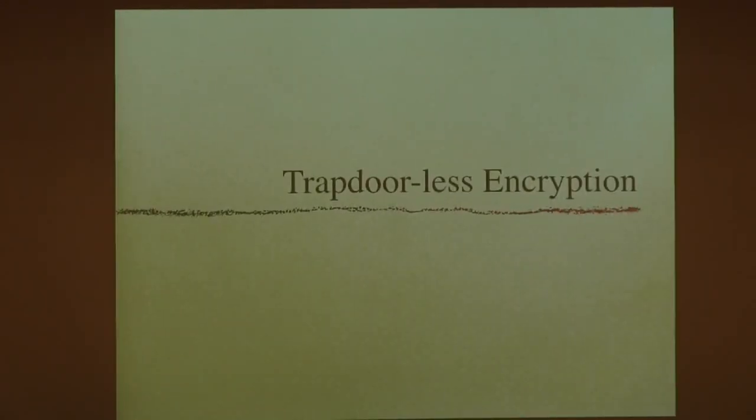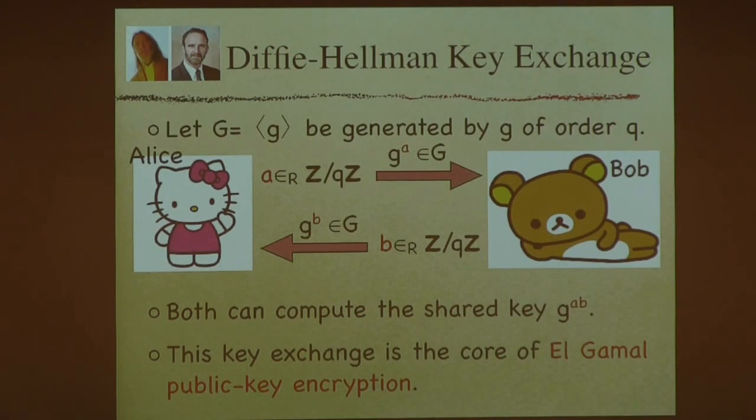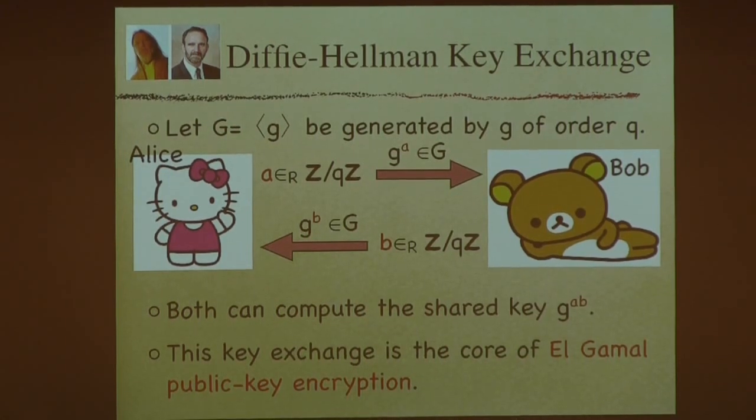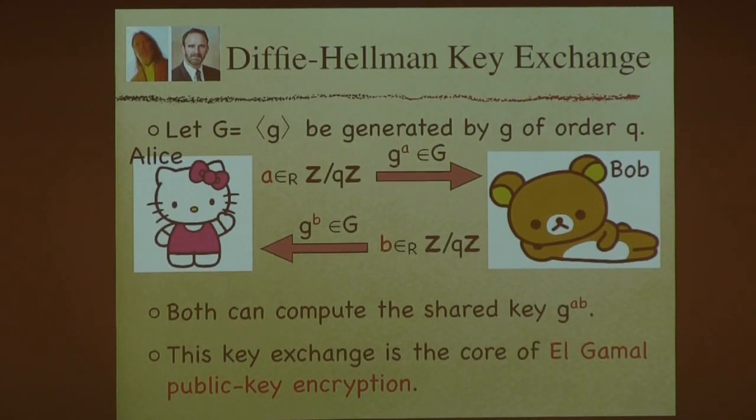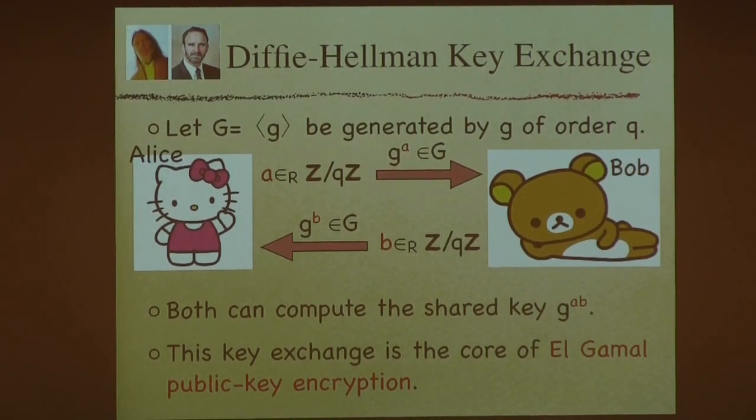So now we can go to trapdoor-less encryption, something looking more like discrete log cryptography. So what is the origin of discrete log encryption? Discrete log encryption goes back to Diffie-Hellman. Remember, in Diffie-Hellman, you consider a cyclic group generated by some element G of order Q. And because we are in Japan, I've changed Alice and Bob a bit. So Alice is here, and here is Bob.